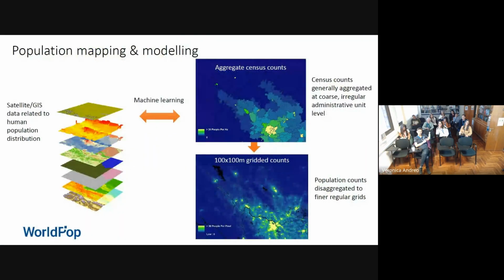The idea behind WorldPop is to disaggregate census data from administrative units to pixels. So most of the time, and especially in the region I work in Africa, the census data are poor quality, too coarse, or too old also. So we use machine learning models, a random forest, to look at the relationships between series of layers, GIS layers.